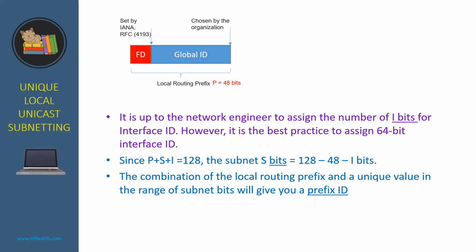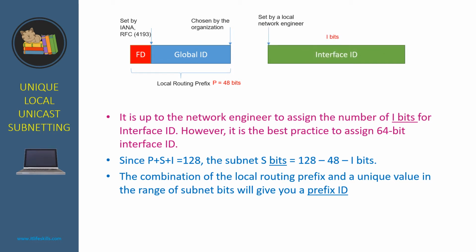It is up to the network engineer to assign the number of bits for the interface ID. However, it is best practice to assign a 64-bit interface ID. Since P plus S plus I equals 128, the subnet S bits equal 128 minus 48 minus I. The combination of the local routing prefix and a unique value in the range of subnet bits will give you a prefix ID.